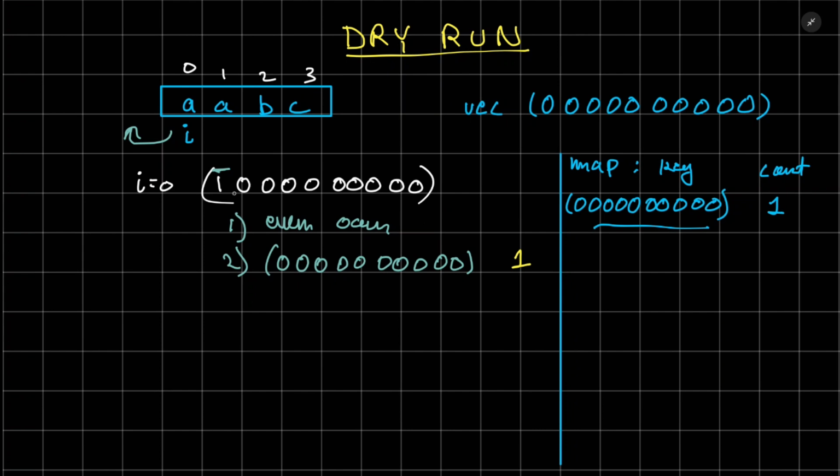Okay, so this vector, as we have found ending at this I, we have found this cumulative vector, so we'll have to add it in the map as well. So it will be 1 and its count also is 1. Okay, we have increased the count.